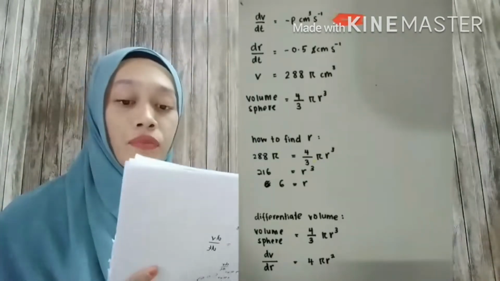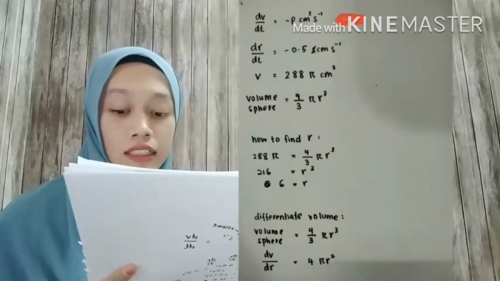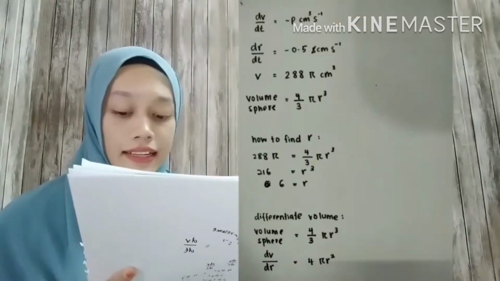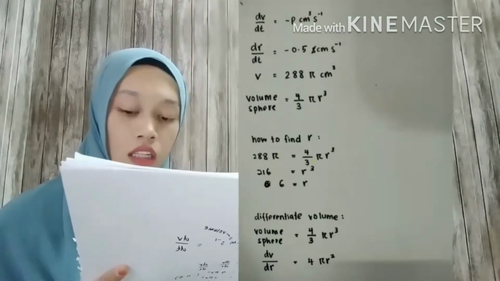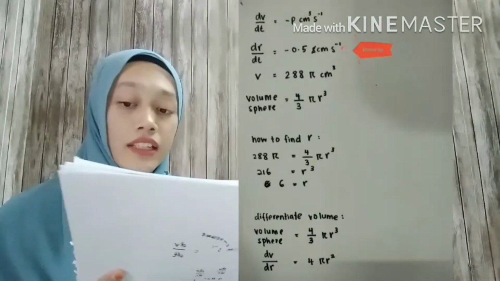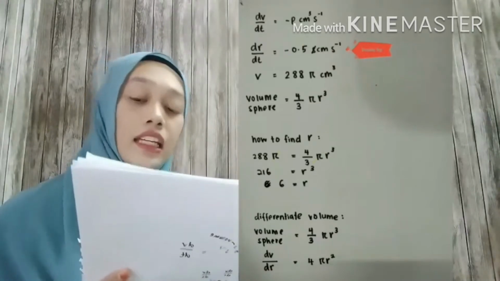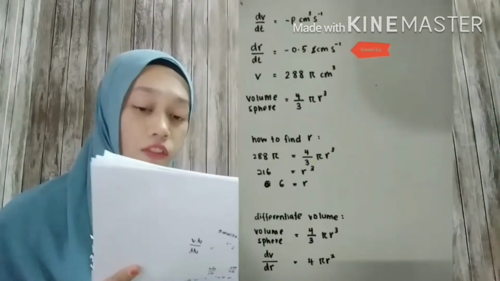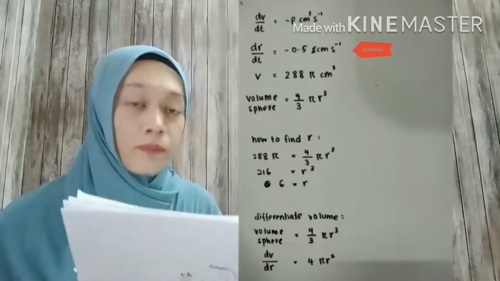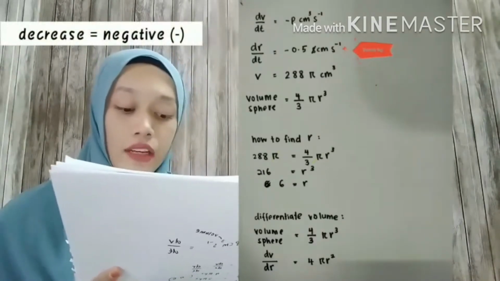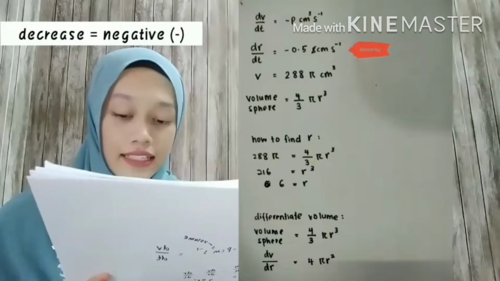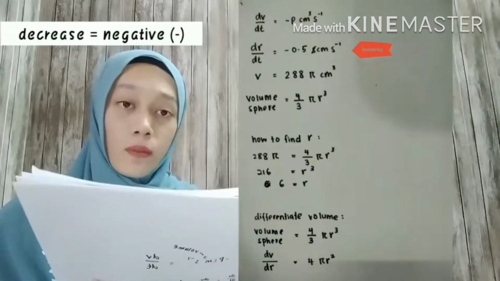Okay, then the radius of the balloon decreases at a rate of 0.5 cm s⁻¹. So information 2, dr/dt equals negative 0.5 cm s⁻¹. We put negative in front of 0.5 because of decrease. The question says decrease, so we must put negative.